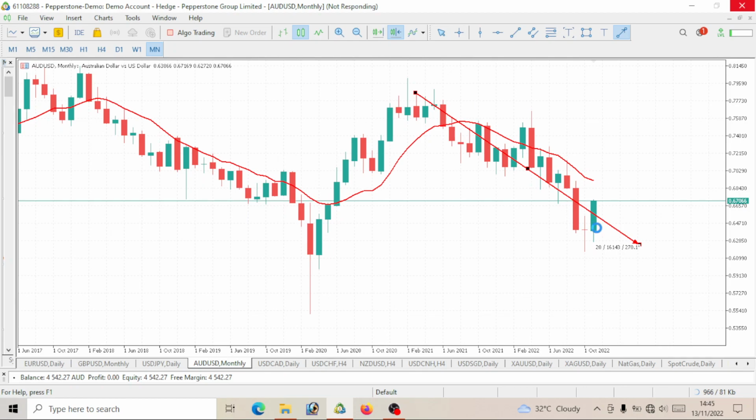Secondly, those of you that trade the moving average, we all know how to trade it. Once the price is below the moving average, it is a sell, right? But if it is above it, it is a buy. So clearly we can see this price is below the moving average, which means it is a sell.